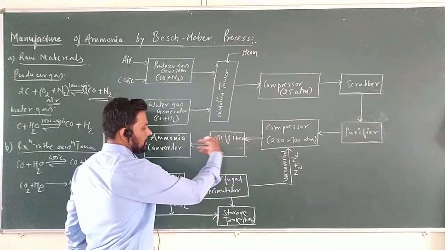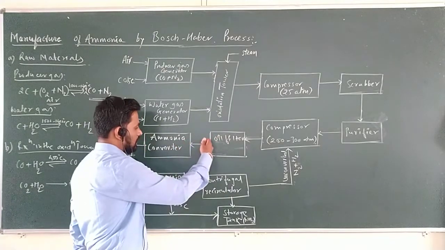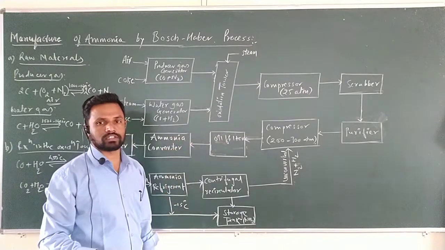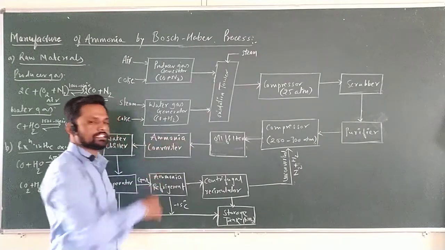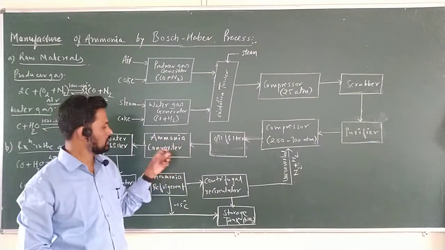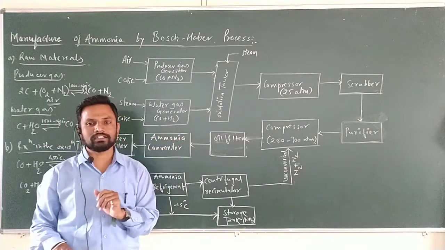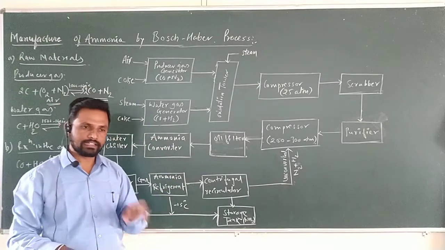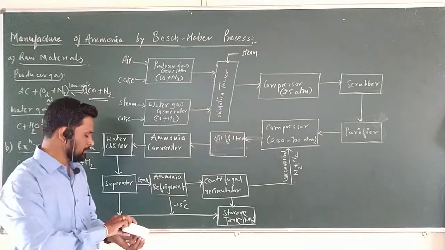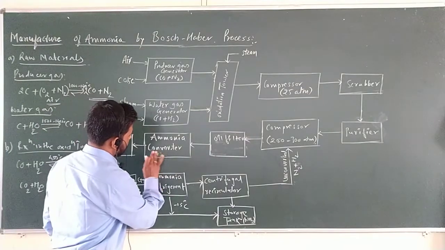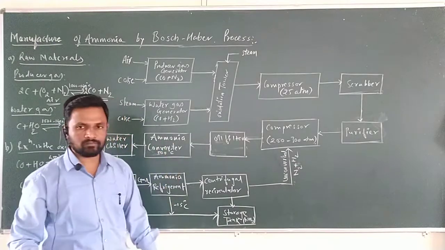And further, these purified raw materials after the oil filter, nitrogen and hydrogen, both are passed toward the ammonia converter. Here the ammonia converter is where the actual reaction takes place, the ammonia formation reaction, that is N2 plus H2 gives two molecules of ammonia. We already discussed the temperature here, which we kept at 450 to 500 degrees Celsius, and it is maintained here.